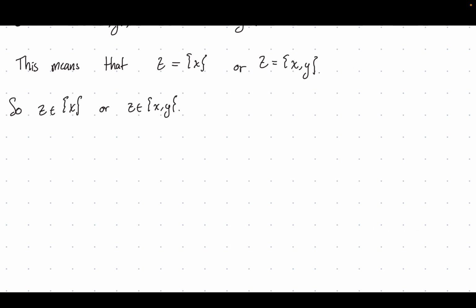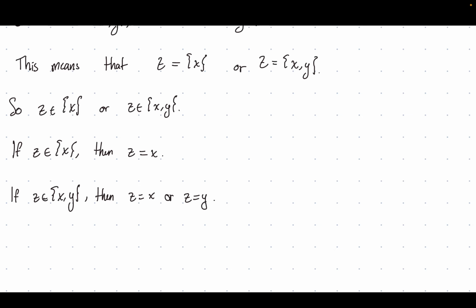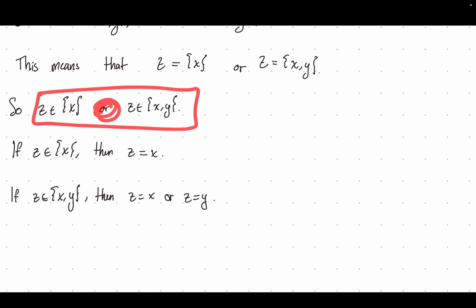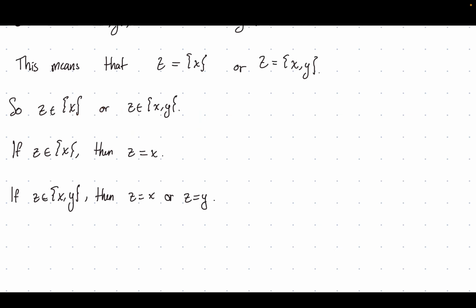and go back. So if Z is in the set containing X, then Z is equal to X, right? If Z is in the set containing X and Y, then Z is equal to X or Z is equal to Y. Now, what does this mean? What am I trying to say? I'm just unpacking this or right here into the two cases that it envelops, right?